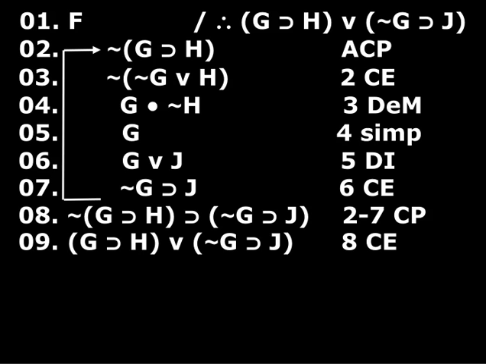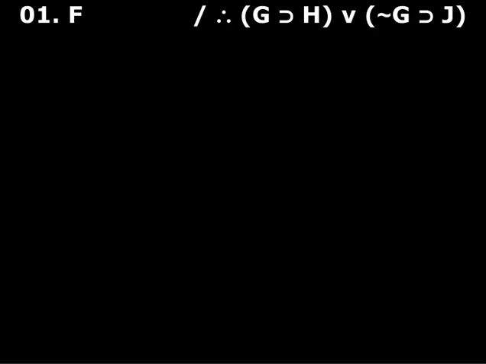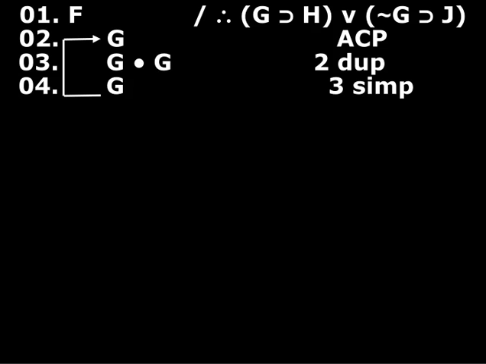Let's do the same proof, but do it a different way. Same proof, same conclusion. Conclusion is still a tautology. I'm going to do my little trick here to get if G, then G. So assume G, G and G by duplication, go back to G by simplification, 2 through 4 conditional proof.